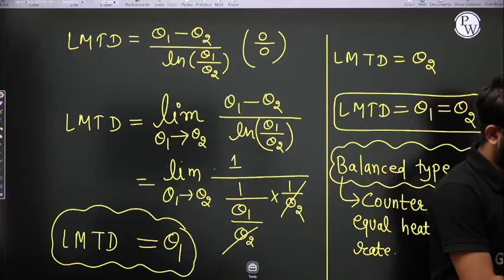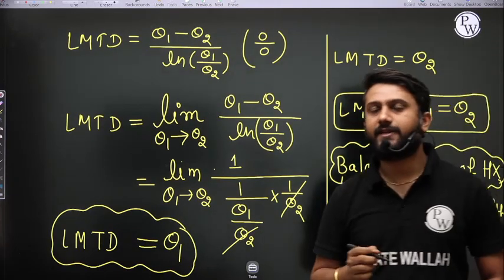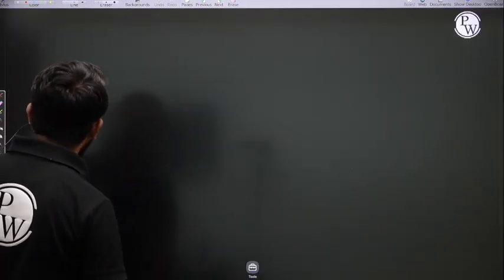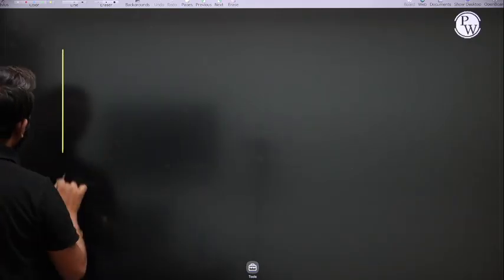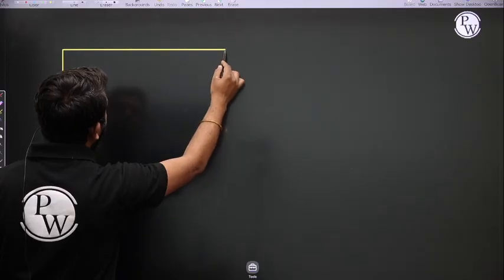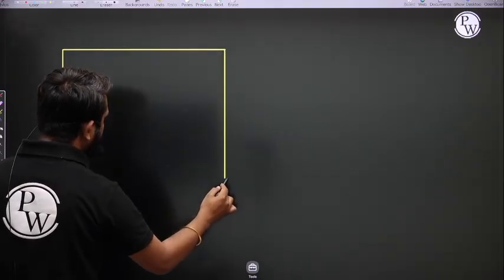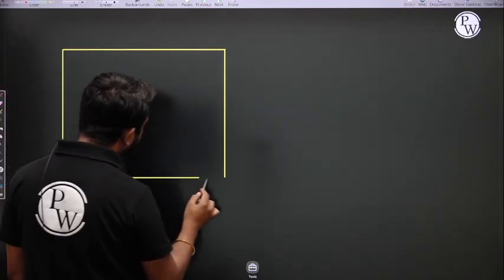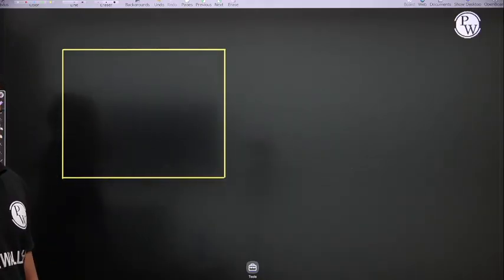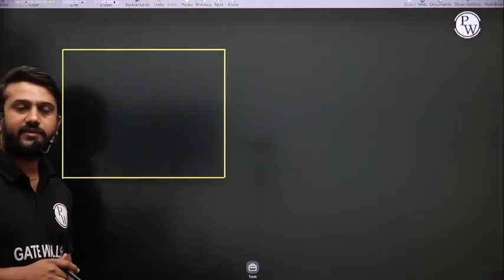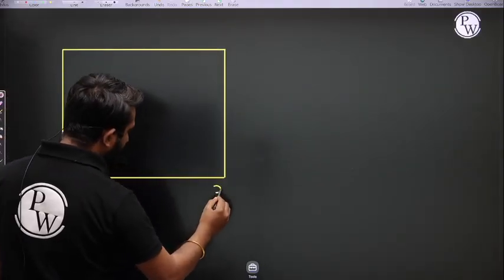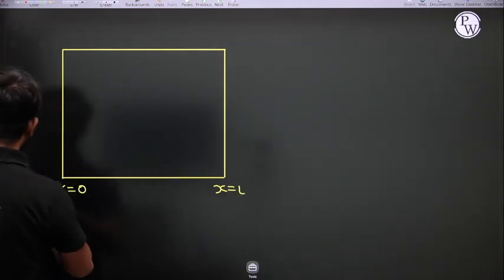Okay, now see, so this is the balanced type of heat exchanger. And in a balanced type of heat exchanger, if you want to see the temperature variation of the hot fluid and the cold fluid, where theta 1 is equal to theta 2, how does the temperature vary with respect to x? So see here, this is x equal to 0, and this is x equal to L.